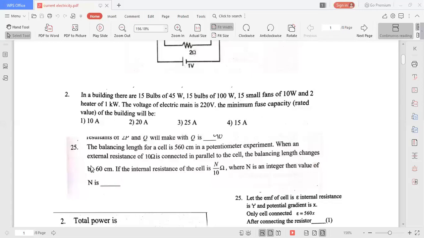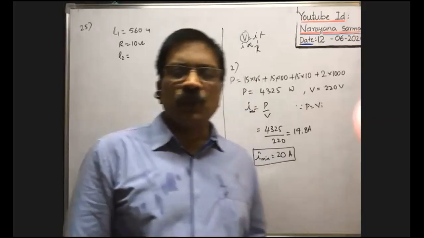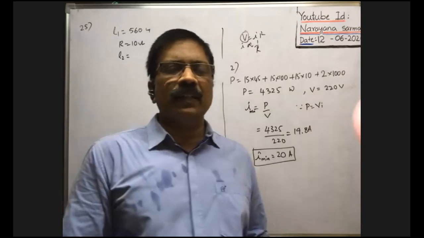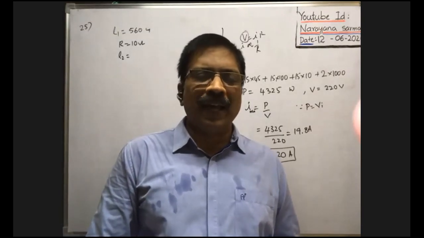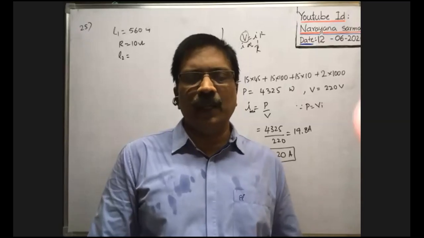Okay, first you read the problem. The balance length changes by 60 centimeter. If the internal resistance of the cell is n by 10, then whatever the n value? That is the question they asked. Okay, now all of you look at the board. So when external resistance is connected in parallel with the cell in the secondary circuit, does the balance length decrease or increase? Anybody else?